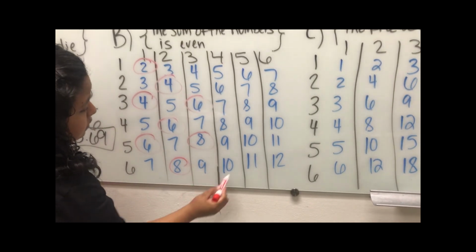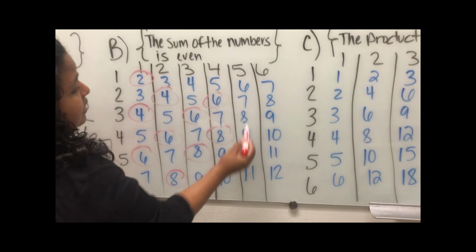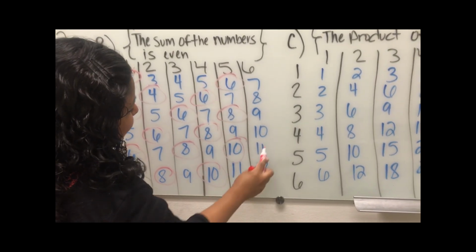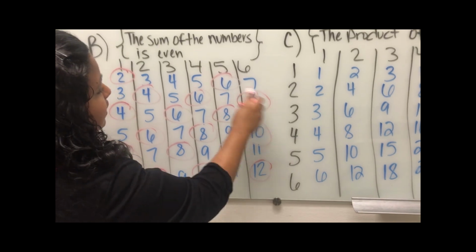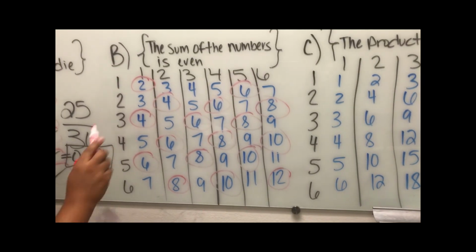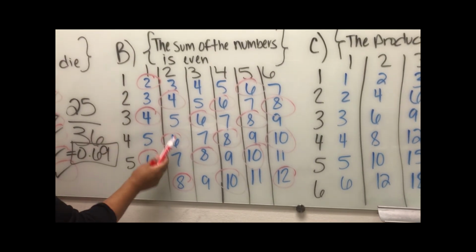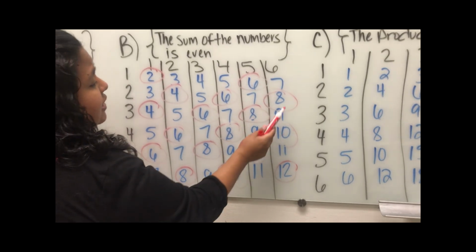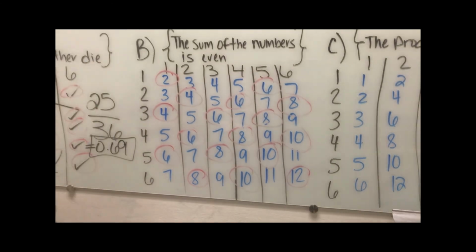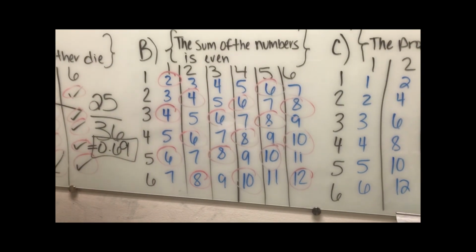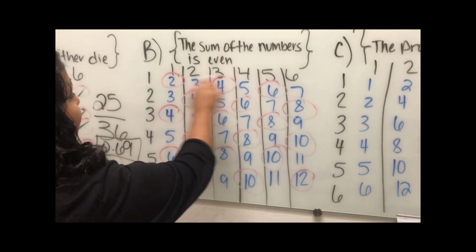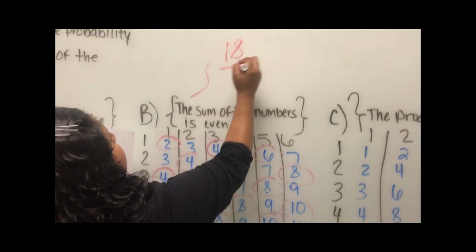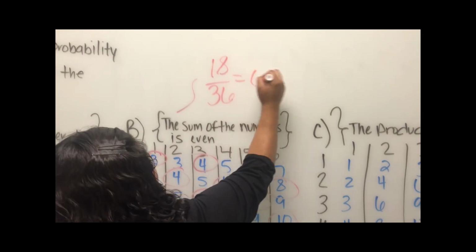10, 8, 6, 6, 8, 10, 12, 10, and 8, which got me 18 numbers. So 1, 2, 3, 4, 5, 6, 7, 8, 9, 10, 11, 12, 13, 14, 15, 16, 17, and I am missing one. That is why it's good to have them circled right here. 18, there you go. So I'm going to do 18 out of 36, which equals 0.5.